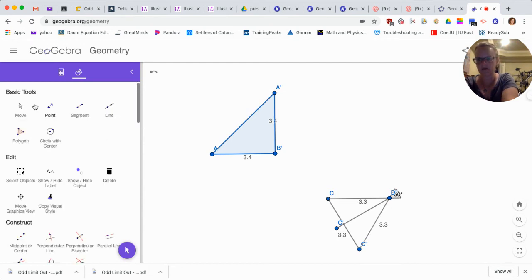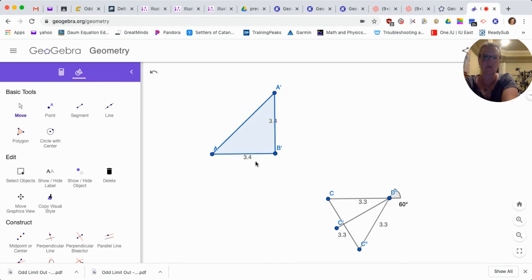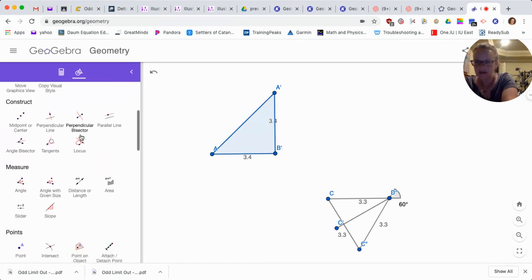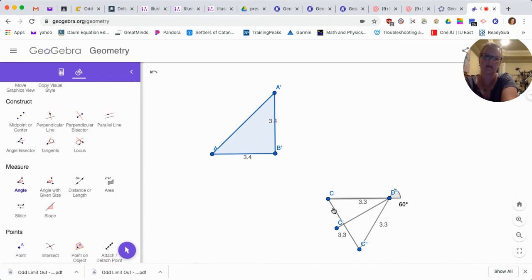Nope, need a pointer. I've never figured out how to label my angles well. Somehow I always mess it up. So if I measure this angle, 60 degrees, 60 degrees. So what do we have there? We have an equilateral triangle. It's also equiangular. Equilateral and equiangular. Those are all the things that I notice.